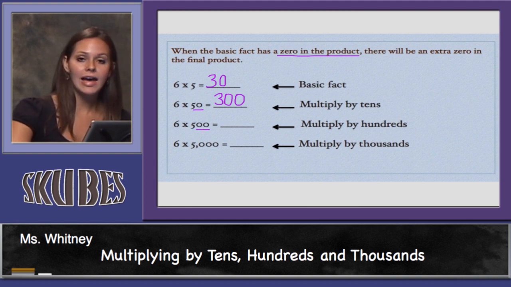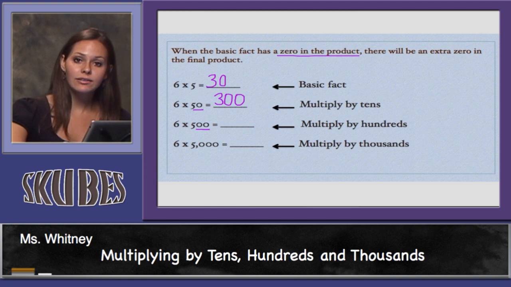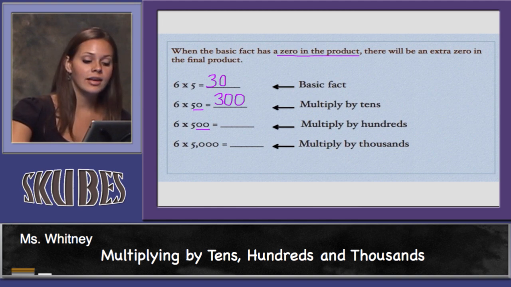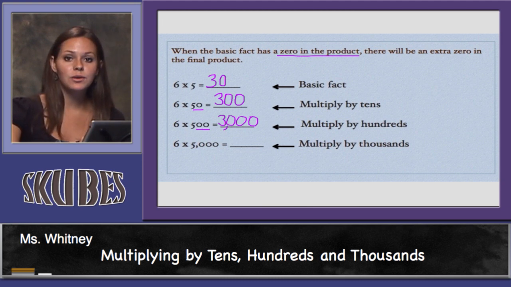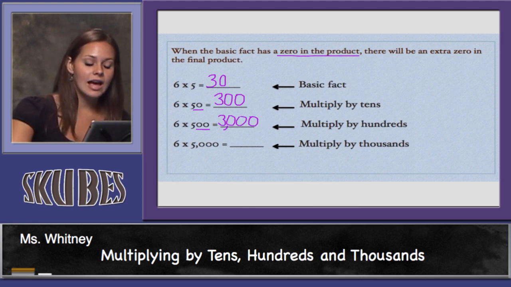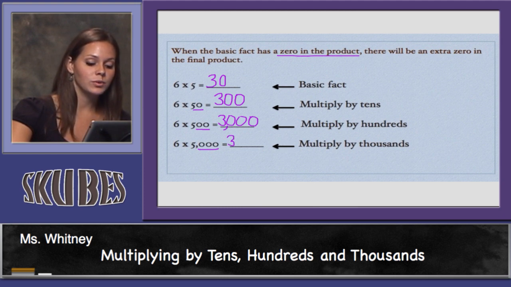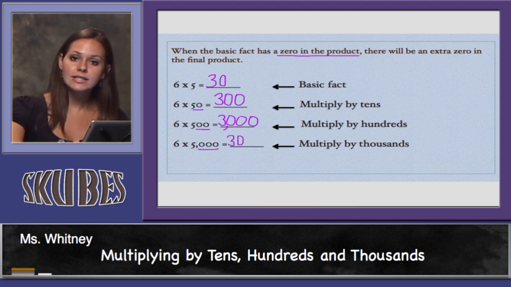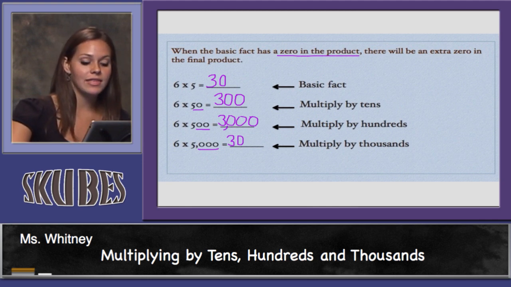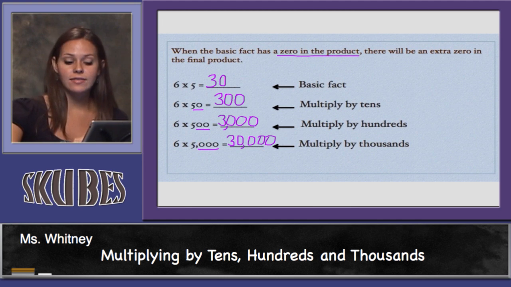Let's look at 6 times 500. Now I've added 2 zeros to my factor 5. 6 times 5 was 30, and now I'll add my 2 zeros to the product. So 6 times 500 equals 3,000. Now let's look at 6 times 5,000. 6 times 5 was 30, and we added 3 zeros to the factor 5 to make it 5,000. So we'll add 3 zeros to my product. 6 times 5,000 equals 30,000.